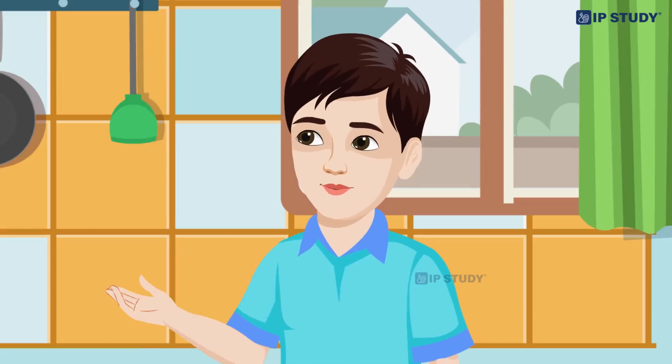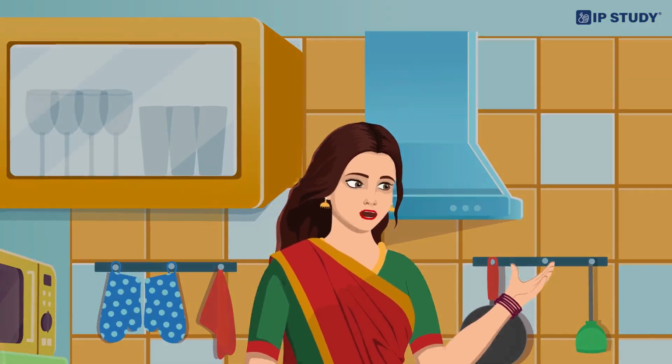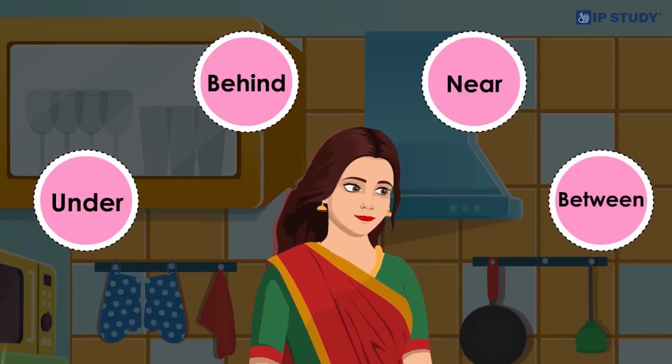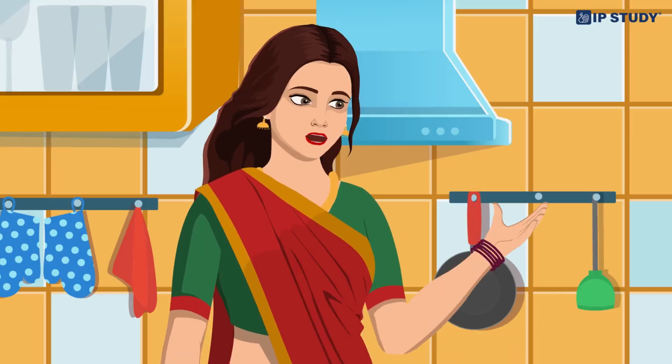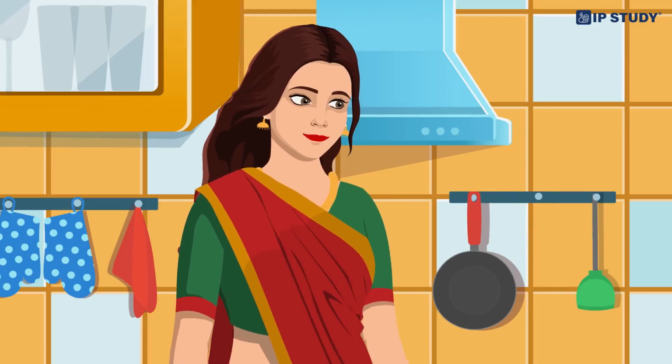I understood it, Mom. We use on for days and dates, and in for months, years, seasons, and parts of the day. We use at for the time shown by the clock, and words like night and noon. Very good, Akshit. We use under, behind, near, and between for position and place. Okay. Akshit, now it's your turn to make some sentences using prepositions.